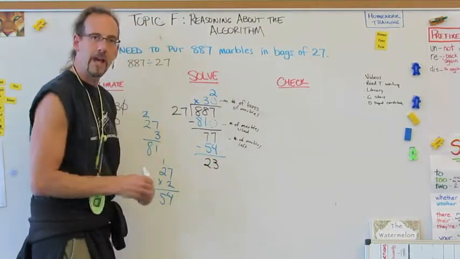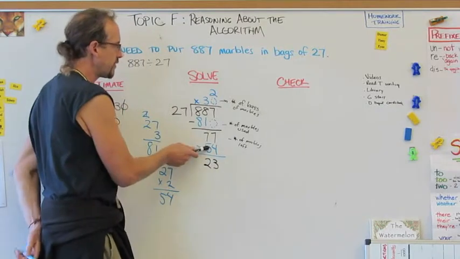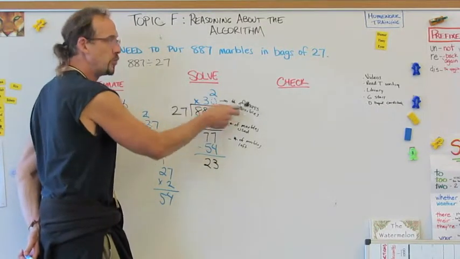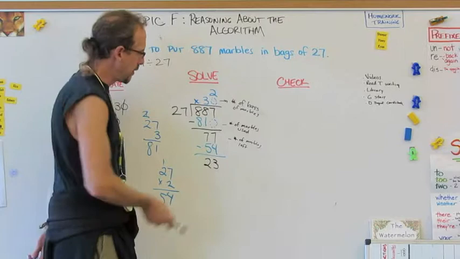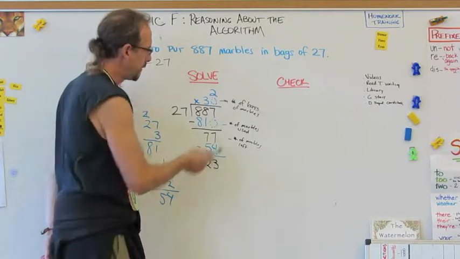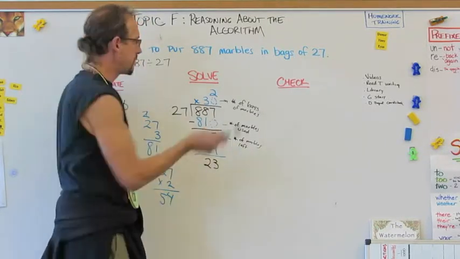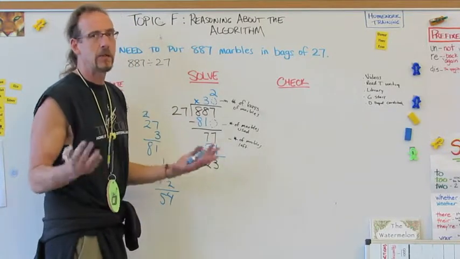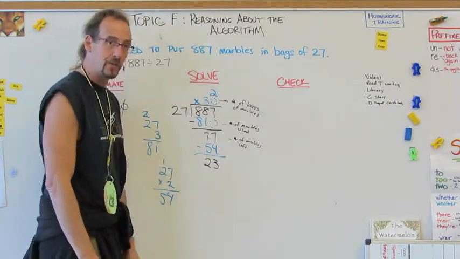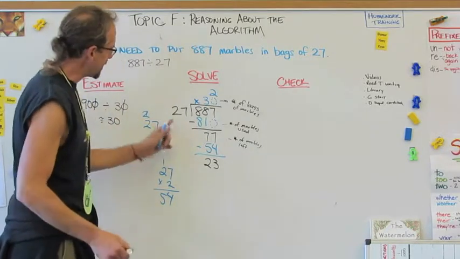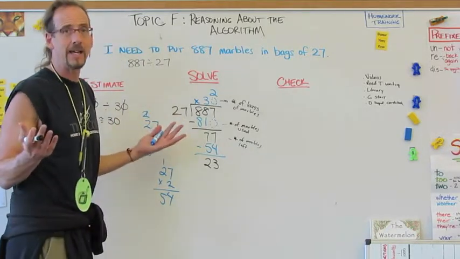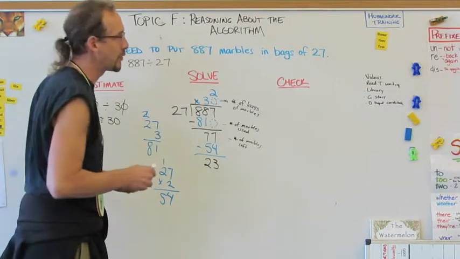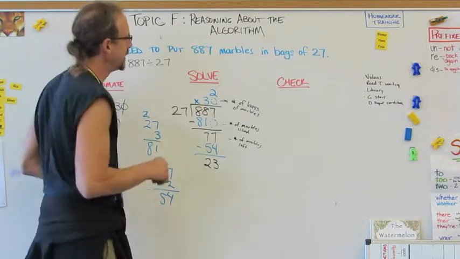And again, I would be asking the students, what does the 2 mean? 2 more bags of marbles that were made. What does the 54 mean? 54 marbles that were used to make those 2 bags. And what does the 23 mean? 23 marbles that are left over that we have not used yet. And it's less than 27, so we know we can't make an extra bag. It's not enough. We got 23 marbles we're just going to have to give away.